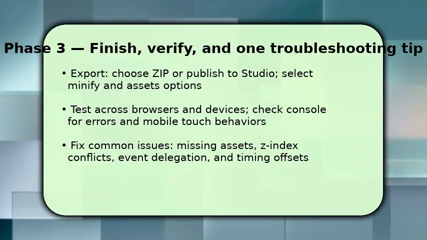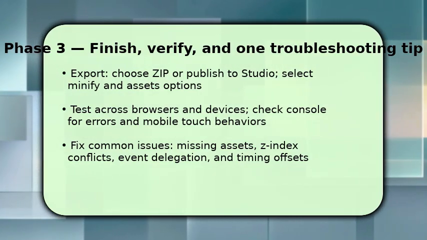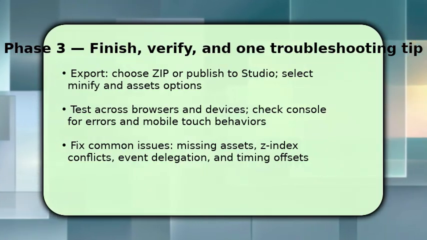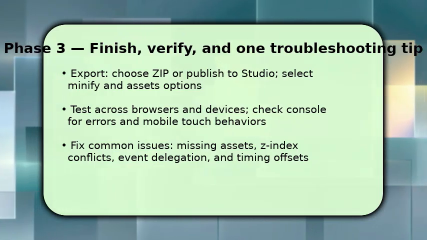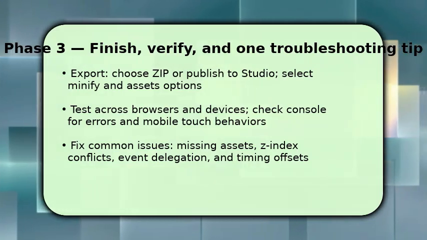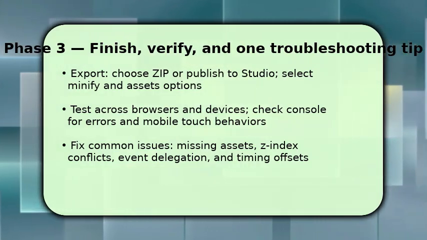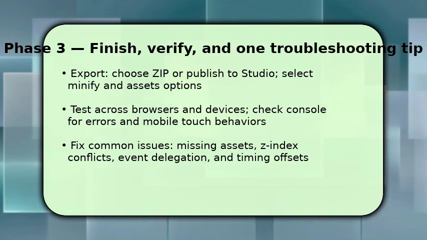If something breaks, inspect Z-index, asset paths, and event bindings, and adjust timeline offsets. One key troubleshooting tip: if interactions don't fire, verify the element ID and event delegation scope. Often a wrong selector or locked layer is the culprit.